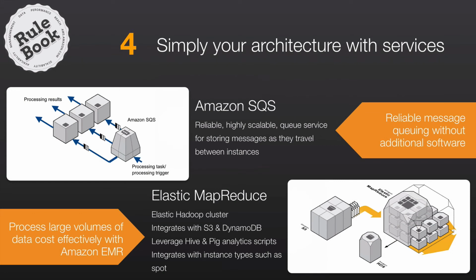Things like SQS, the Simple Queue Service. It's a reliable, highly scalable message queuing service that you can use to build a loosely coupled architecture on AWS. For example, decoupling a worker tier or managing batch processing asynchronously by putting batch activities into a queue. And again, you just don't need to worry about deploying or scaling that.